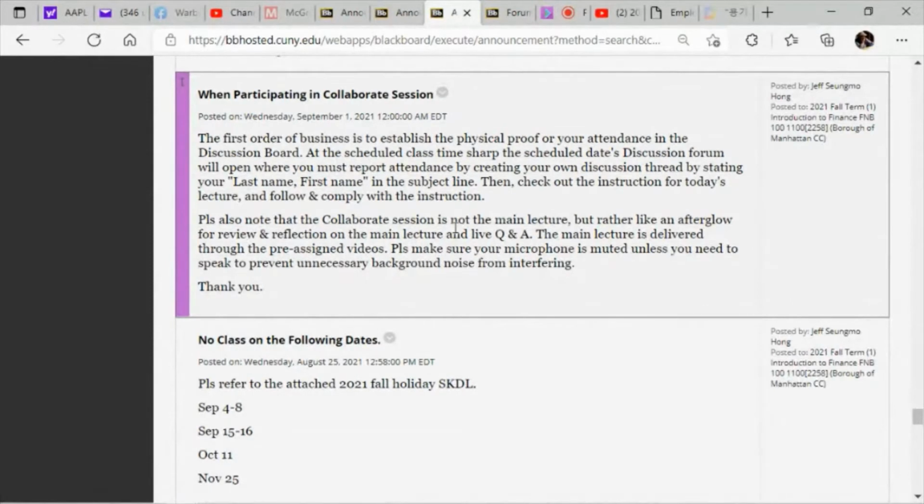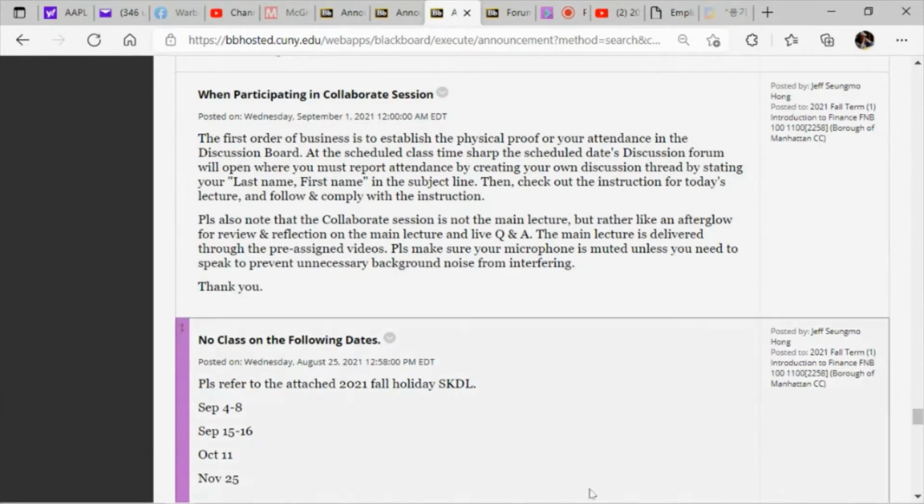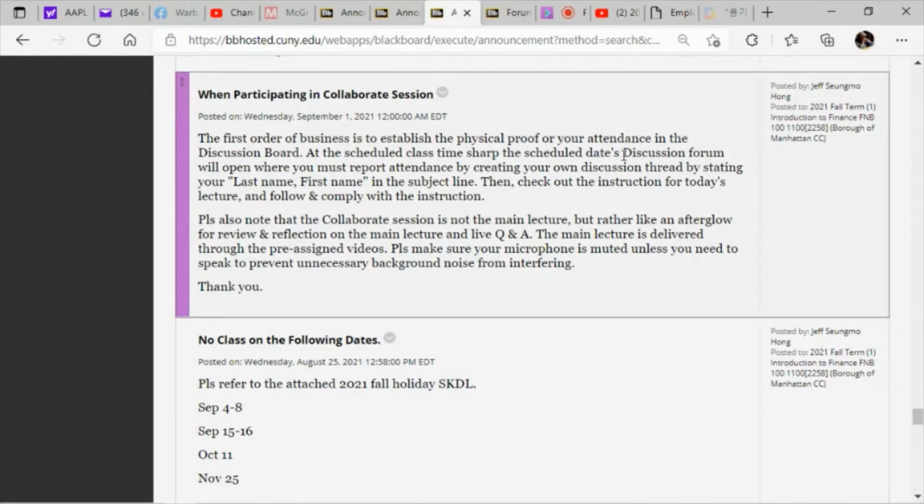Okay. So the first order of business. I made it very clear, and I don't know if this was emailed out yet or not, but if you go to the announcements, you would find this posting. This was posted today, September 1st. It clearly says the first order of business is to establish the physical proof of your attendance in the discussion board. So you must do this first before coming to the Collaborate session, because the Collaborate session is not the main lecture.